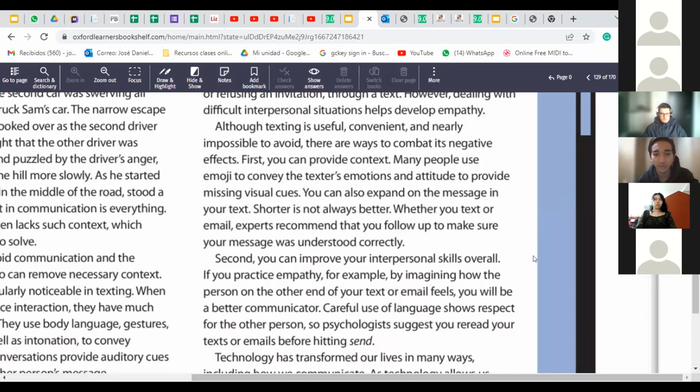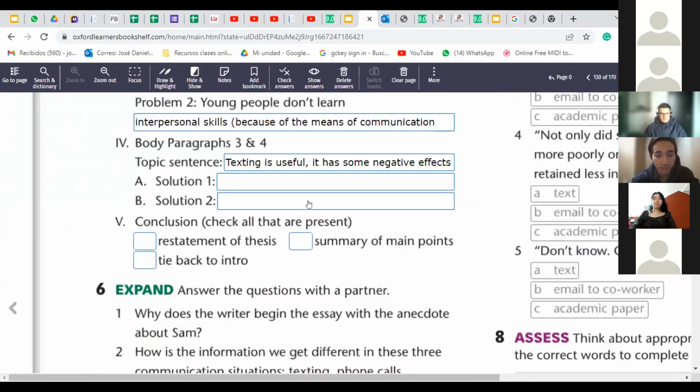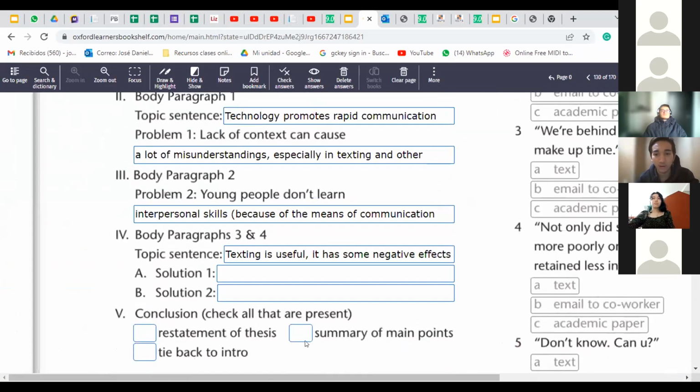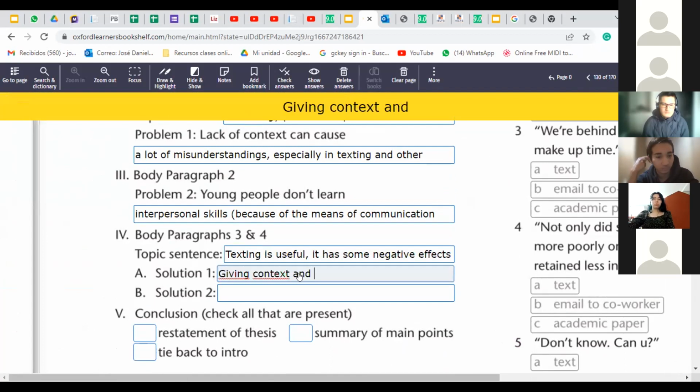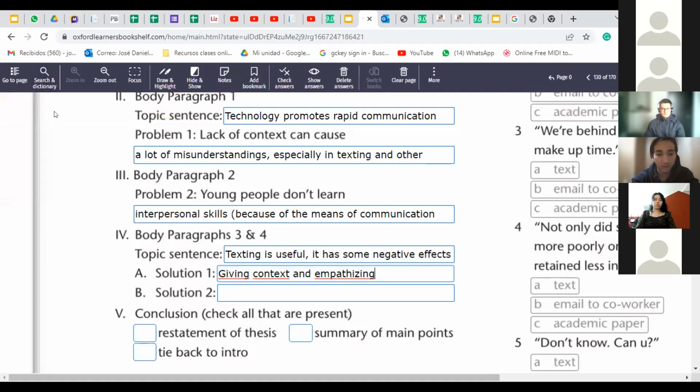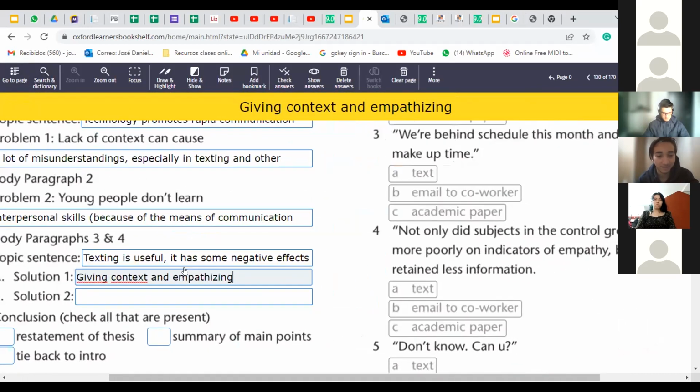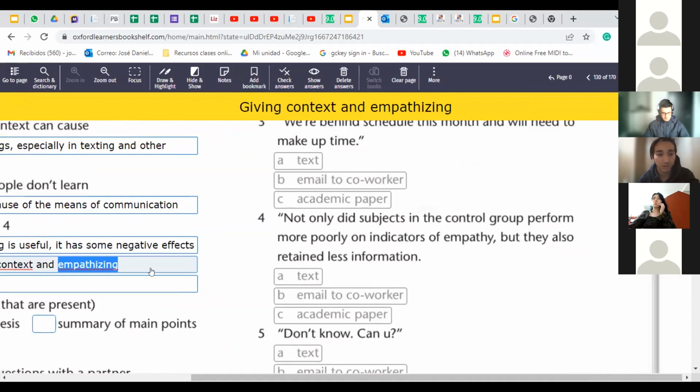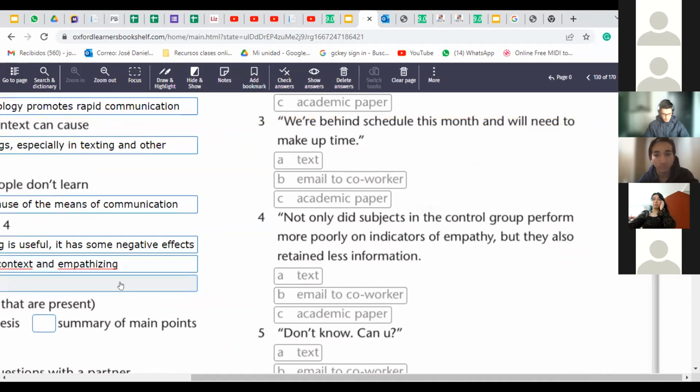In order to develop an effective communication, giving context and empathizing is mandatory. Giving context and empathizing. Is that how you write empathizing? I think it is, right? Empathy, empathizing. That should be it, right? Okay, so that's the first solution.